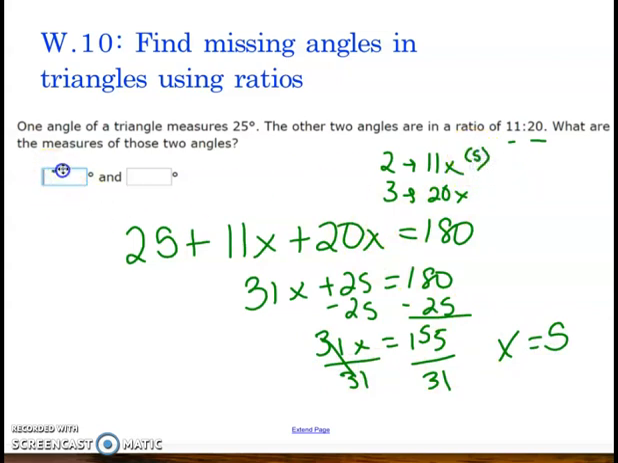So my second angle is 11 times 5 or 55. And my third angle is 20 times 5 or 100. Sorry. Okay, and you can always check because 25 plus 55 plus 100 should equal 180. So that's how you find missing angles in a triangle using ratios. Okay, you always let the unknown be x.